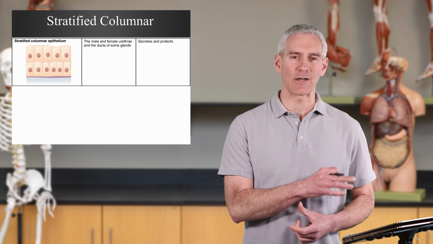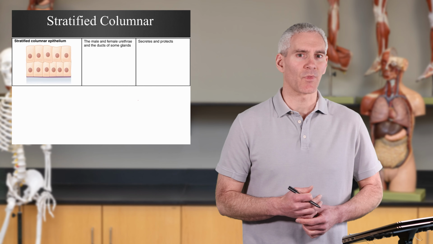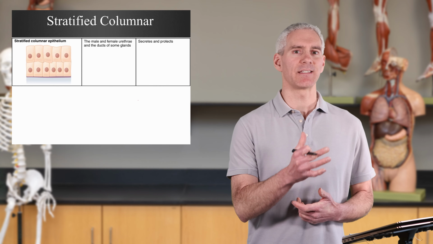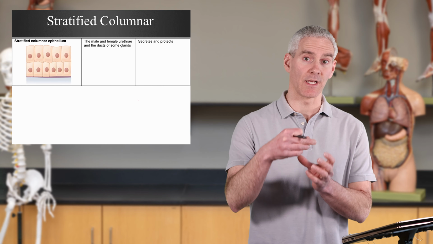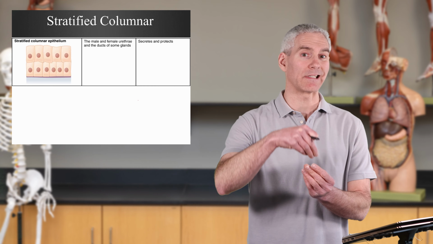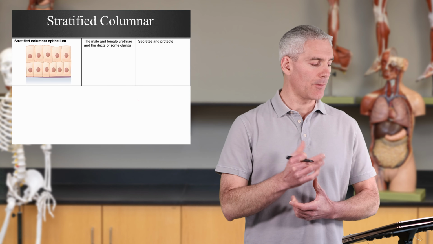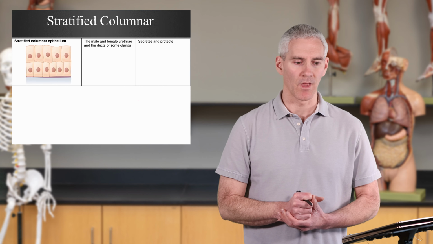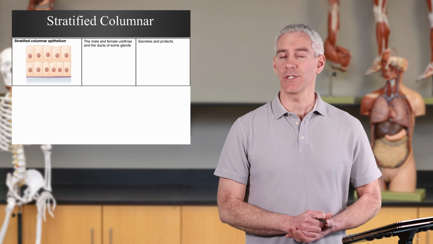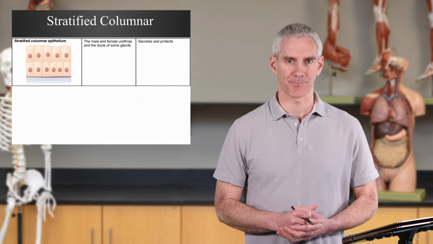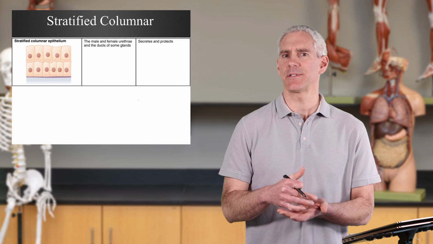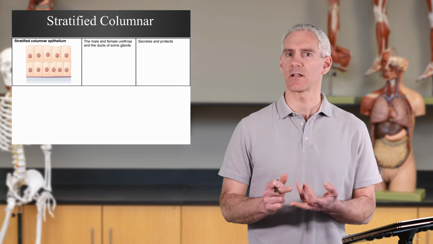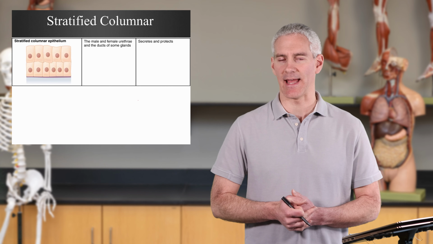Now, stratified columnar, I don't have a picture of the histology up here because you really don't see it very much in the human body. But the only places you'll find this stratified columnar, so again, 2 layers or more of tall column cells, is in the male and a little bit of the female urethra. And again, in this case, a little bit of secretion and protection as well. You'll notice that anytime it's a stratified tissue, stratified squamous, stratified cuboidal, stratified columnar, it has protective aspects to it.